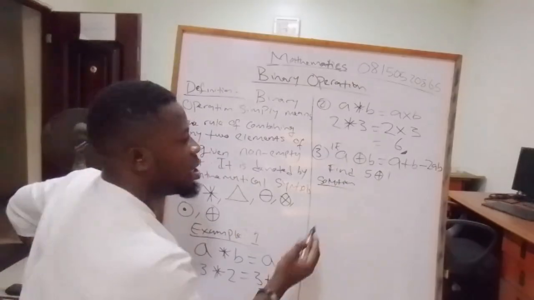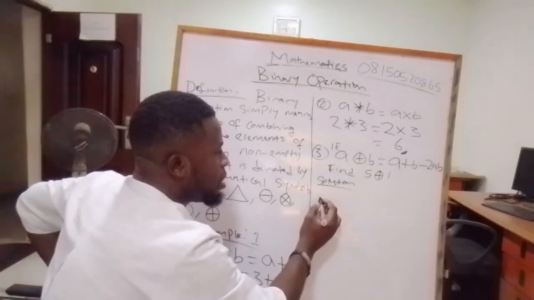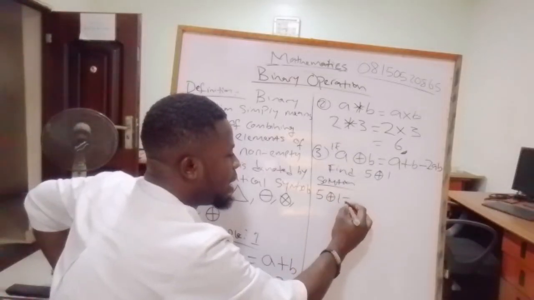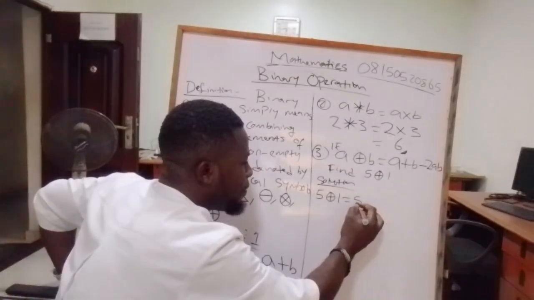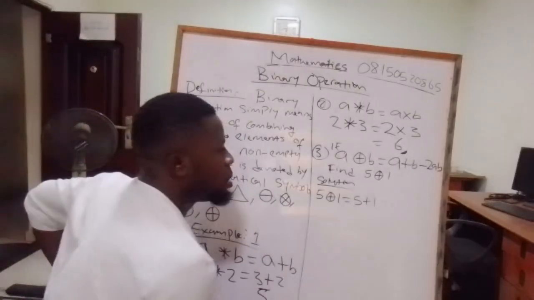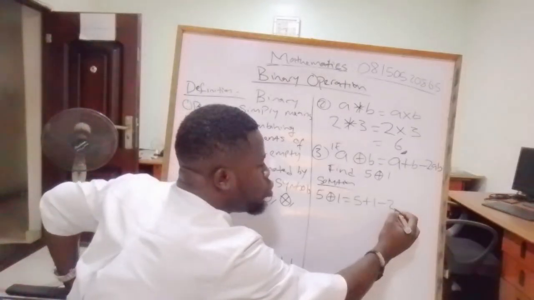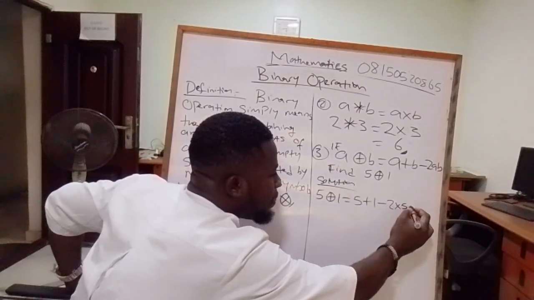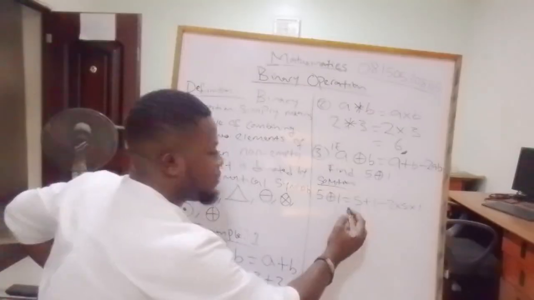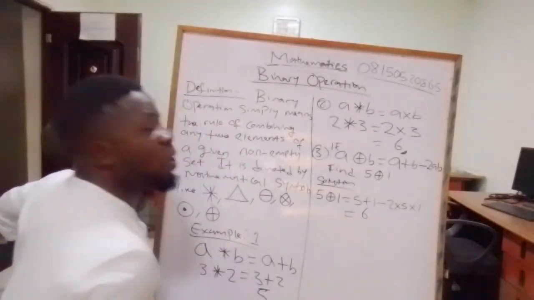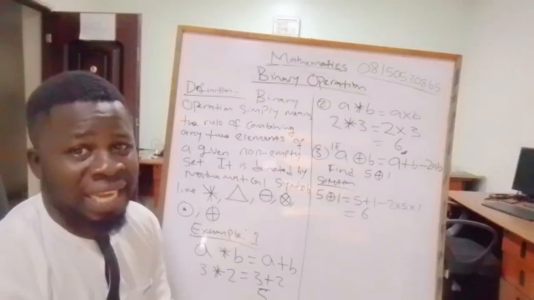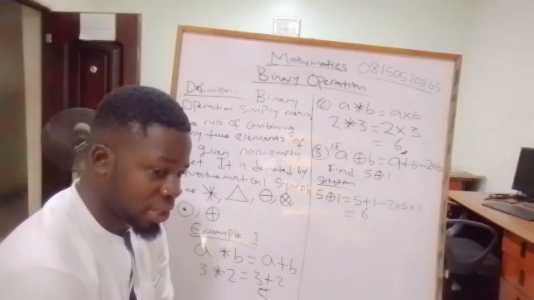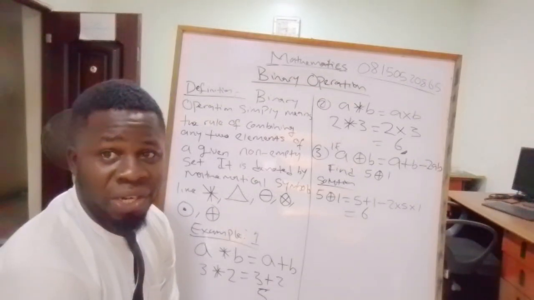In that case, what's your A? A is 5, so I will now say 5 operation 1 is equal to 5 plus 1 minus 2 times AB, where AB means A times B, 2 times 5 times 1. What is 5 plus 1? That's 6. So you have to have knowledge of BODMAS as well, how to do your operation and how to do some subtractions, also like directed numbers.